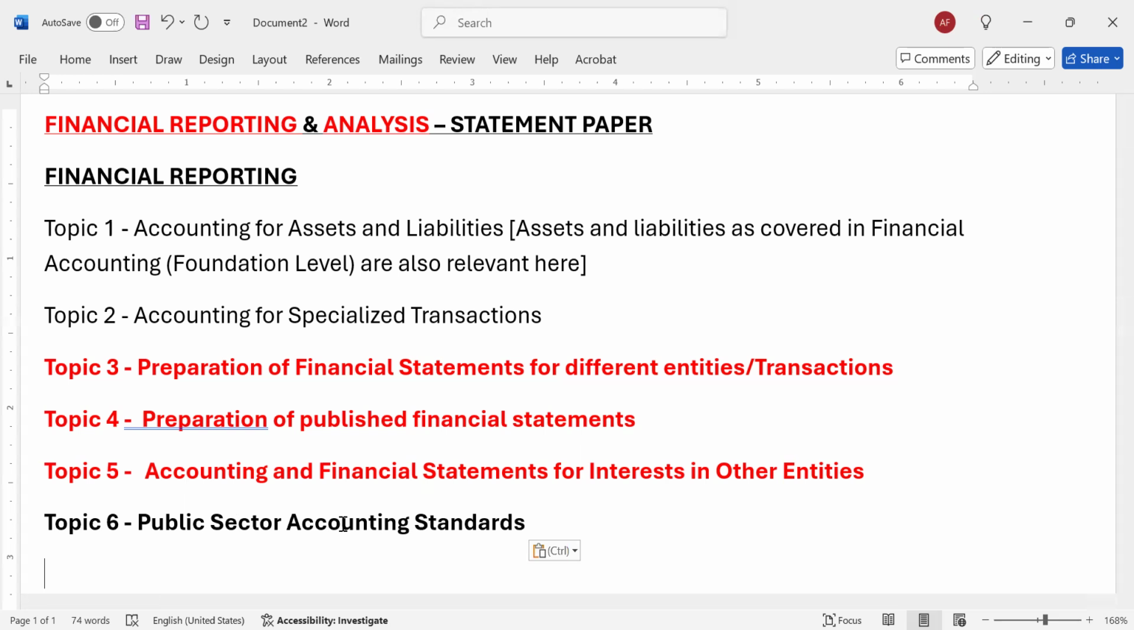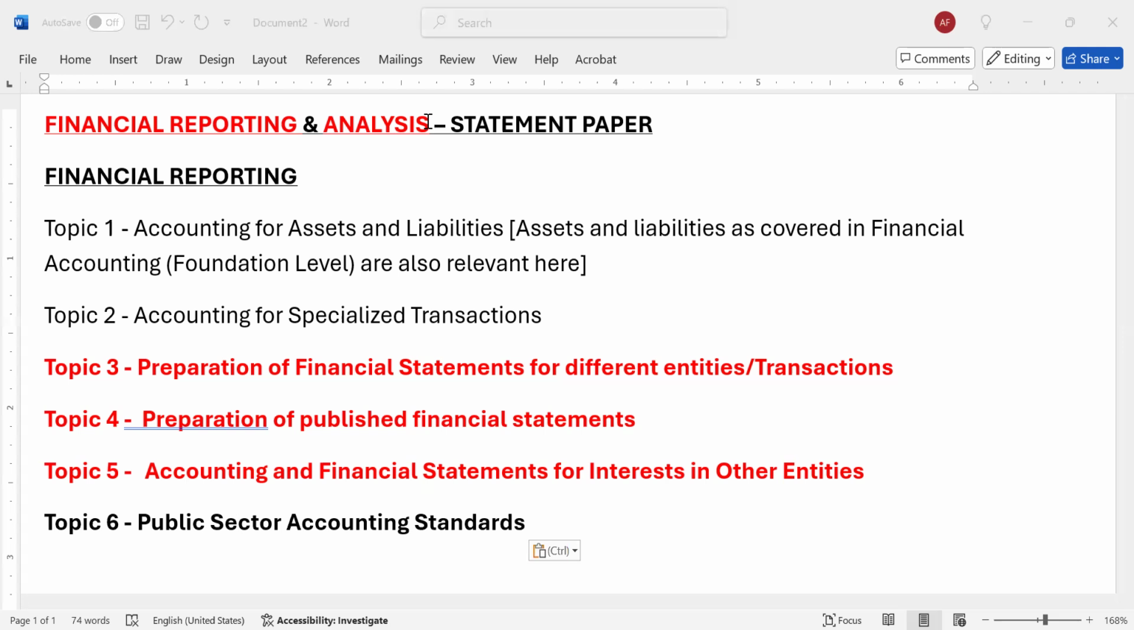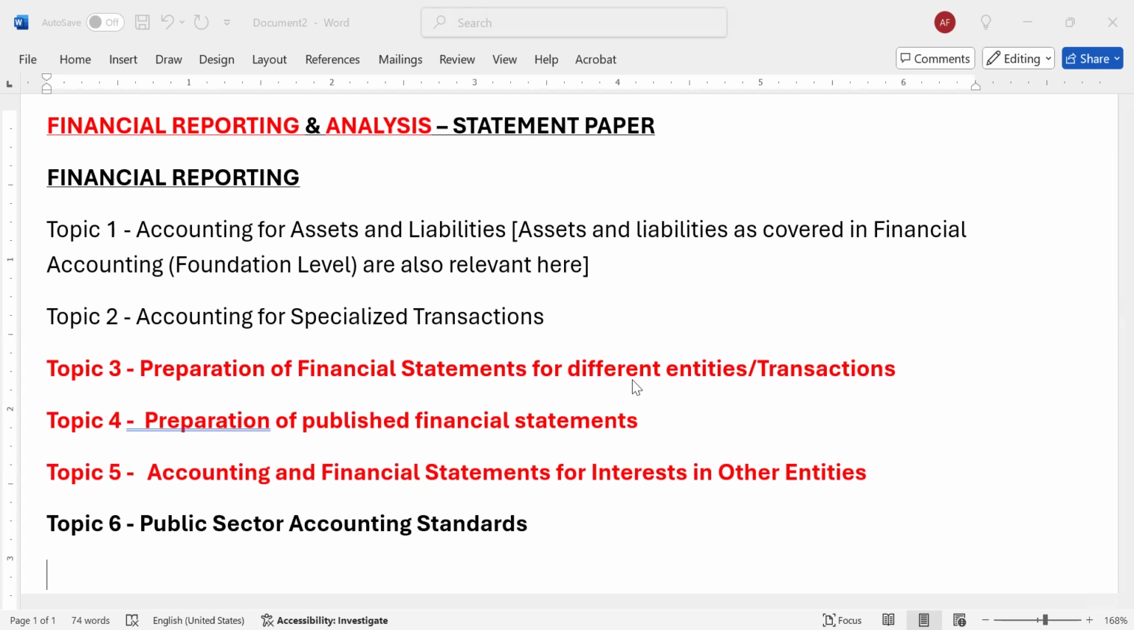So these are more of theory, but there are computations. Mwalimu will be doing various examples in relation to public sector accounting standards. But I can assure you, this is one area that is very interesting, as much as it is theory, and you'll be expected to cover it. So topic number 6 will bring us to the end of financial reporting.